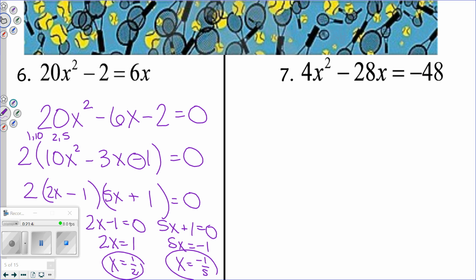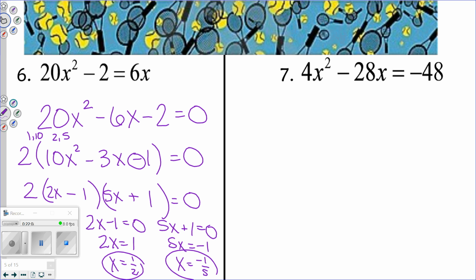Christian? You got a positive 1 over negative 5? That's fine. It don't matter. Yeah, with negatives, they either on top, on bottom, or out in front of it all means the same thing. As long as there's one negative, it's totally fine.